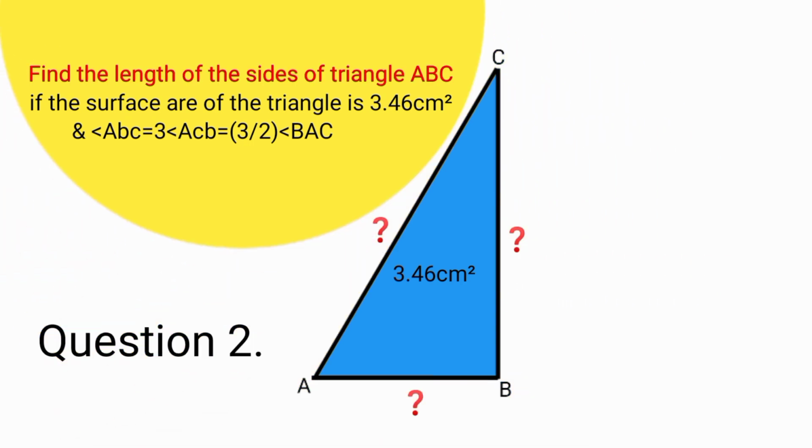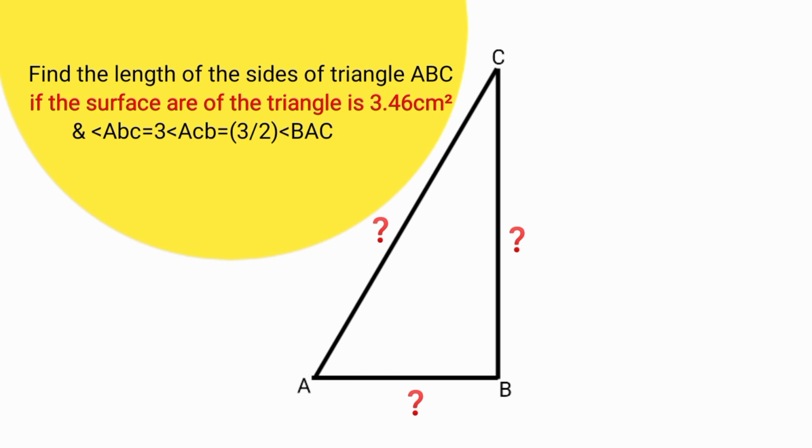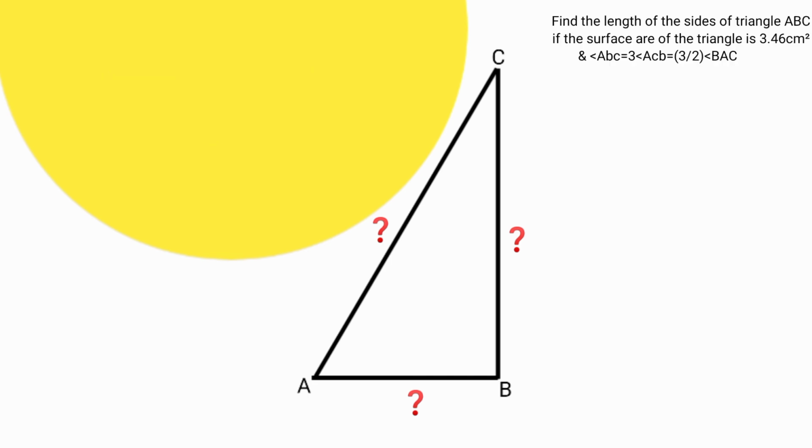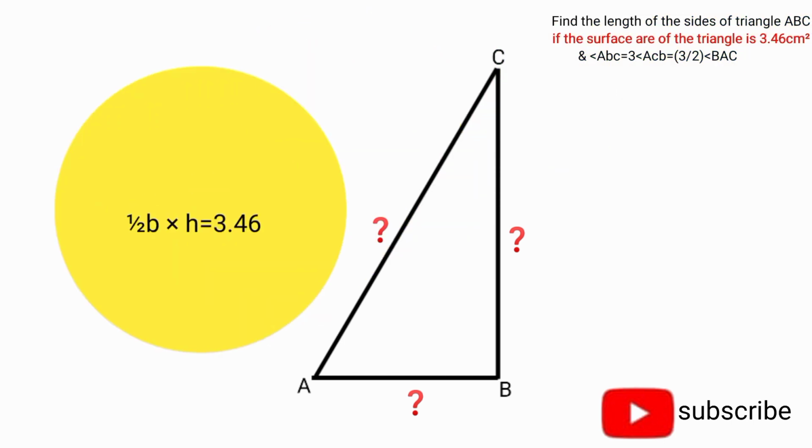The question says find the length of each side of this triangle here if the total surface area of the triangle is 3.46, and angle ABC is equal to 3 times angle ACB, which equals 3 over 2 times angle BAC. So how can we solve this? The formula for the surface area of a triangle is half base times height. So let's equate half base times height to 3.46. So now half base times height equals 3.46.